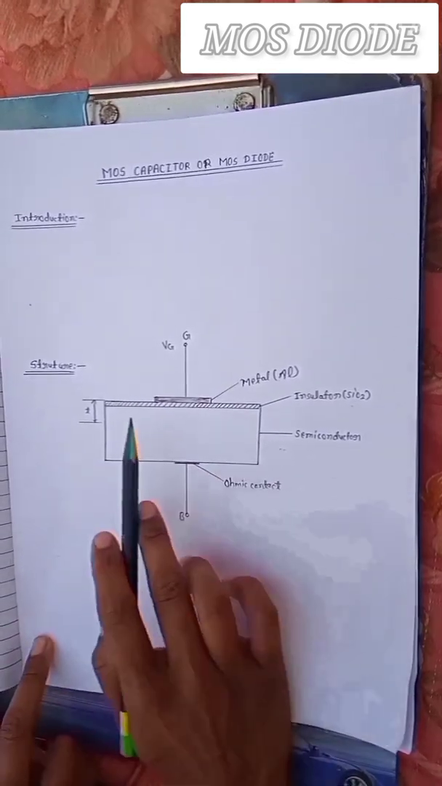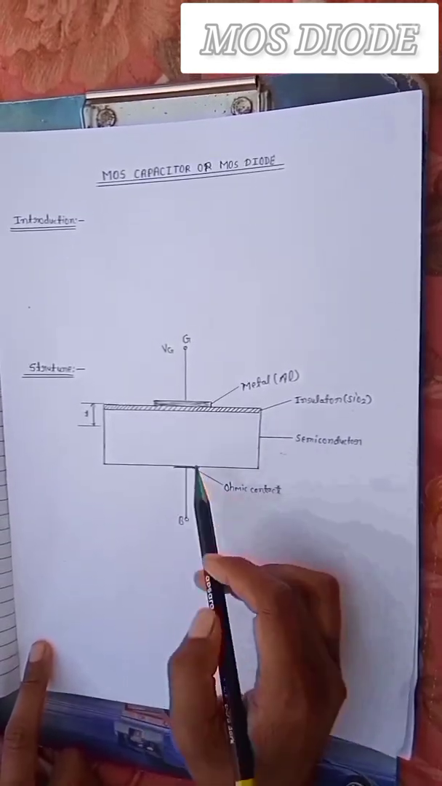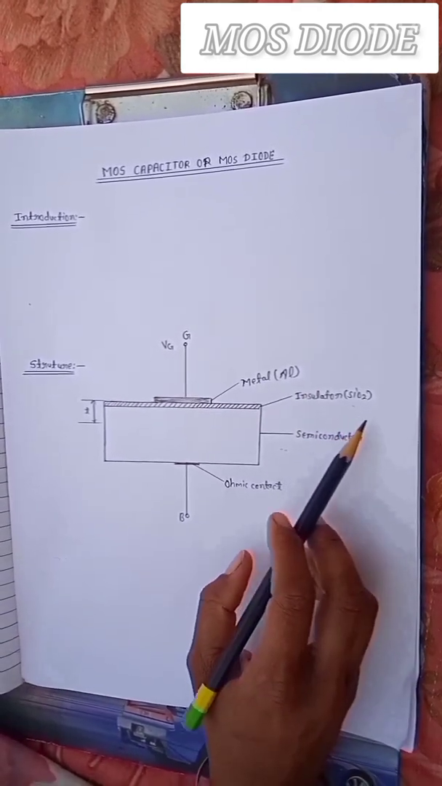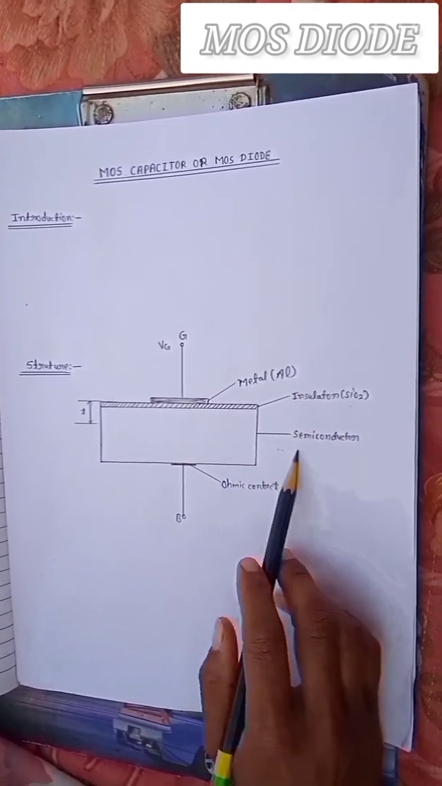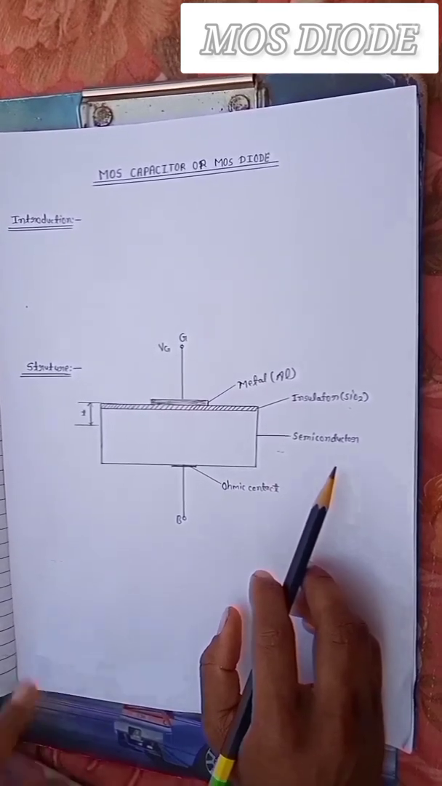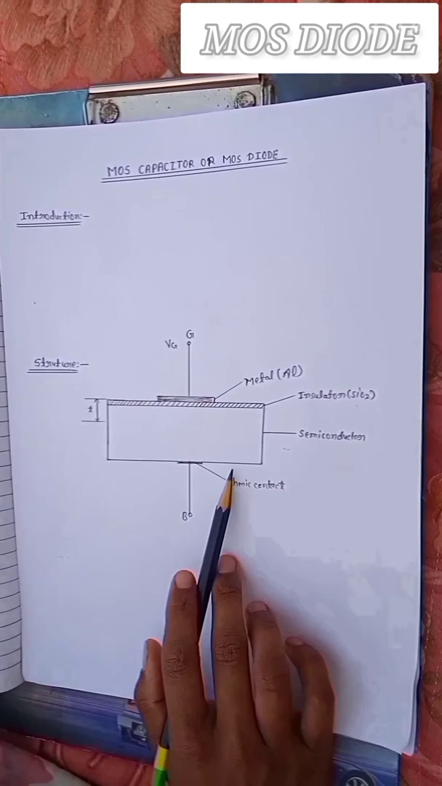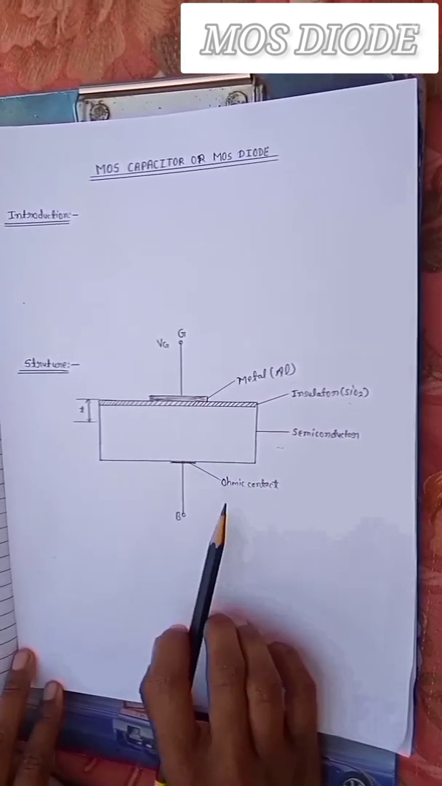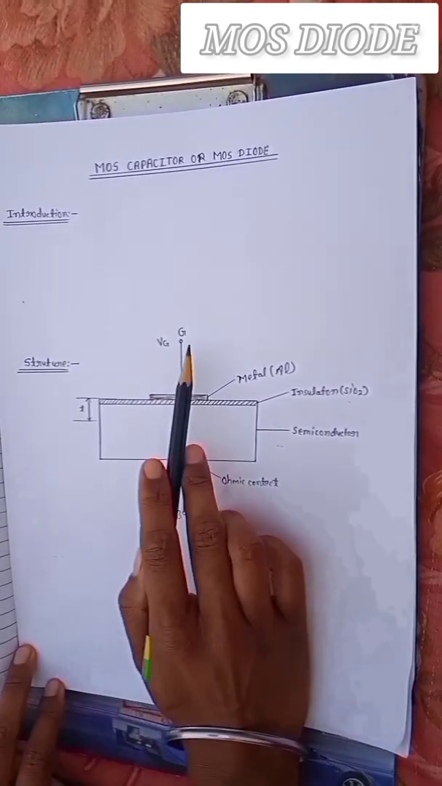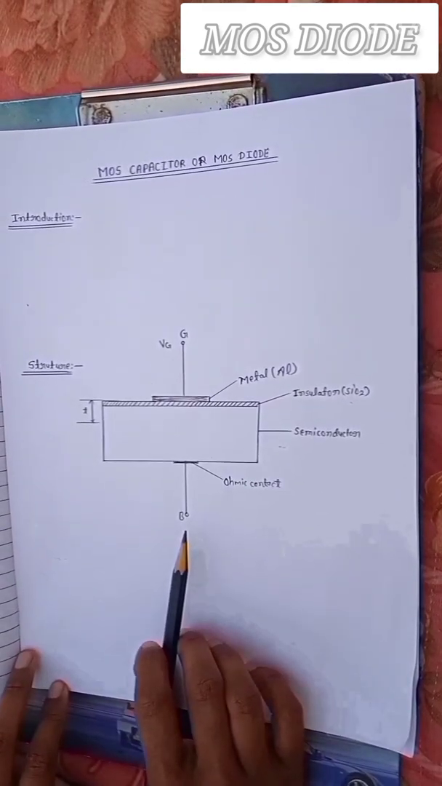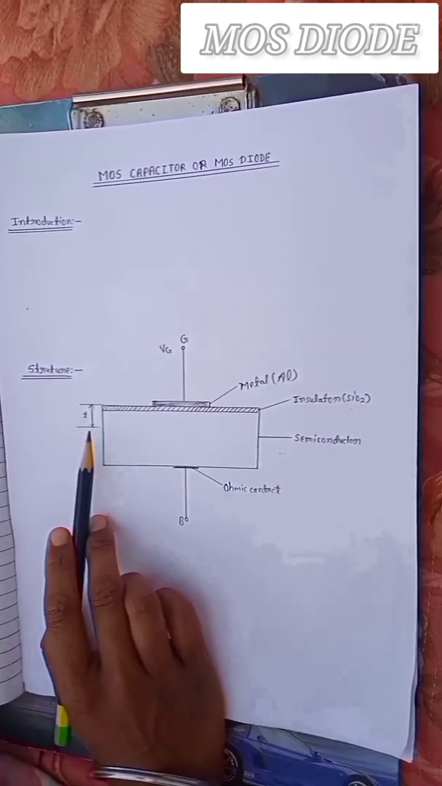Structure. A basic MOS consists of three layers. The top layer is a conductive metal electrode, the middle layer is an insulator, silicon dioxide, and the bottom layer is a semiconductor made out of crystal silicon, whose conductivity changes with doping or temperature. And there is an ohmic contact. G is referred to as the gate, Vg is the applied voltage, B is the body or bulk terminal, and T is the thickness of the oxide.